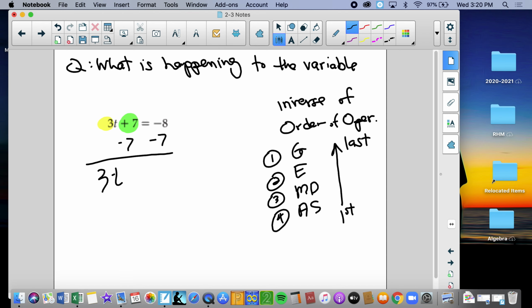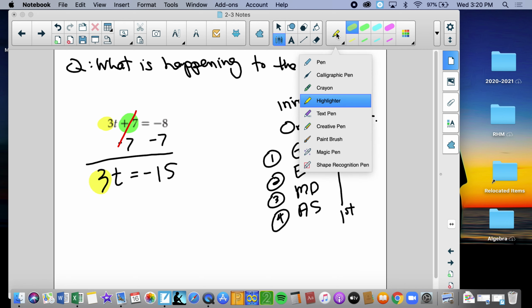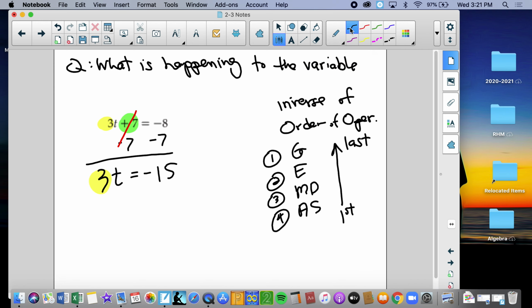So that would leave me with 3t, because the 7 and negative 7 cancel. And then negative 8 and negative 7 makes negative 15. Now we only have what's happening to the variable. It's being multiplied by 3. The inverse of multiplication is division. So we will divide by 3, divide by 3. That leaves us with t equals negative 5. Good?